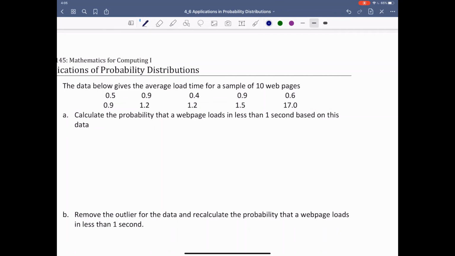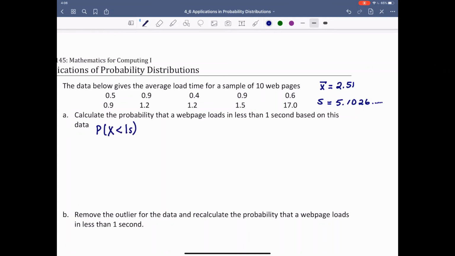So first thing you need to do is use your calculator to calculate the mean and the sample standard deviation. Make sure you pause, try doing this on your own, and compare your answers. There is a difference between calculating the sample standard deviation and the population standard deviation, so make sure you calculate the sample standard deviation here.